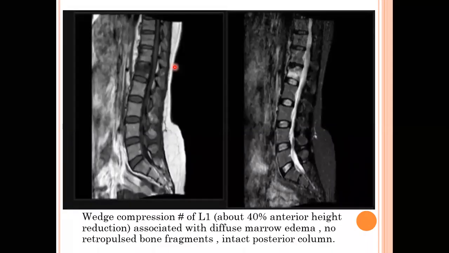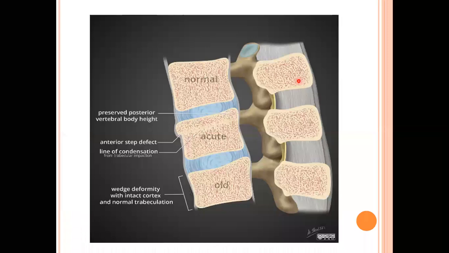Wedge compression fracture of L1 appears on MRI. This is L1, with about 30% anterior height reduction associated with diffuse marrow edema. No retropulsed bone fragment and intact posterior column. So this is considered an osteoporotic fracture, not a pathological fracture. This fracture may be acute or old.